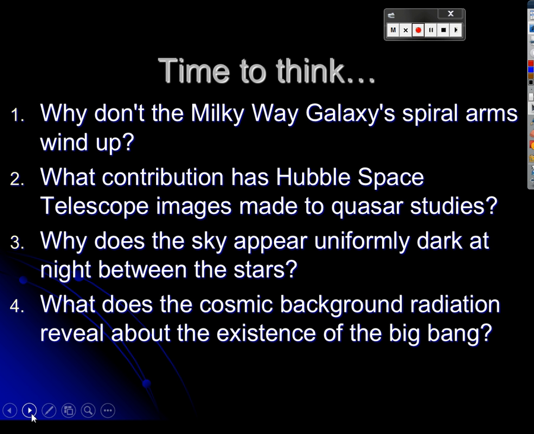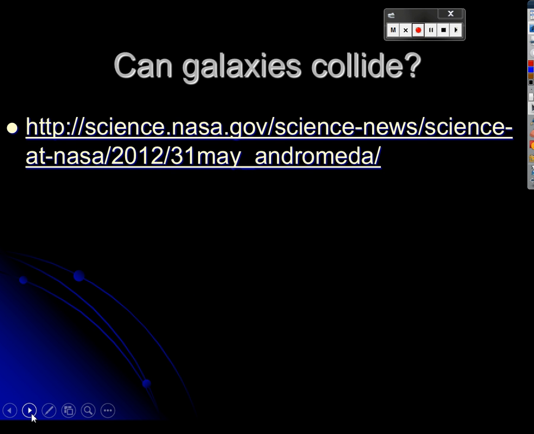And that one you have to kind of think about. Number 3, why does the sky appear uniformly dark at night between the stars? So go back to the flipped portion 1. And number 4 is going back to the flipped portion 1 also. What does the cosmic background radiation reveal about the existence of the Big Bang? Here's a video. I included the link on Edmodo for you. It is Can Galaxies Collide? Just watch it. That's all you need to do.